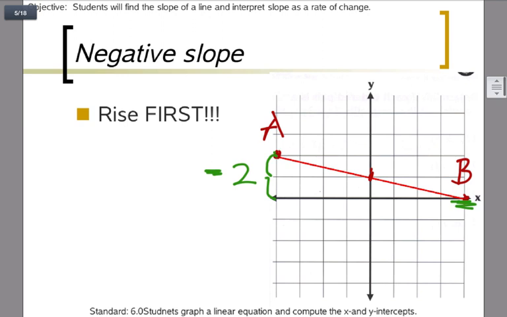And now I'm going to run to the right. 1, 2, 3, 4, 5, 6, 7, 8. So the rise was negative 2, the run was 8. That reduces to negative 1 over 4.